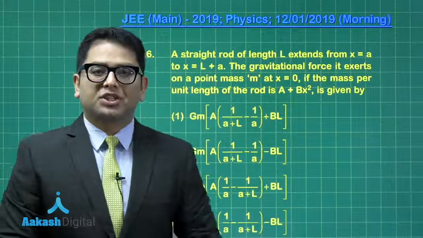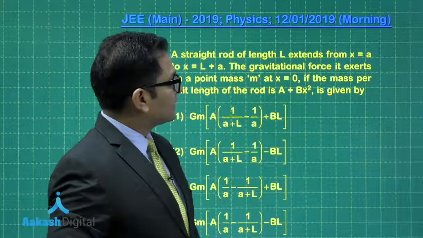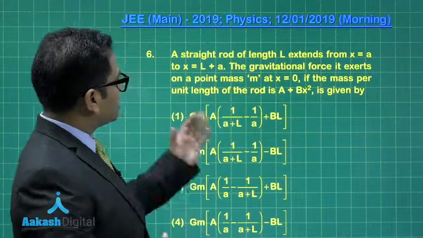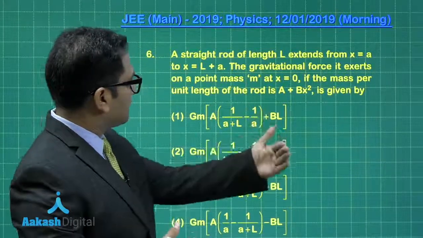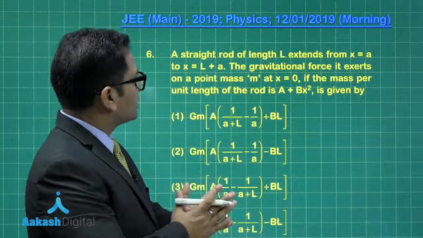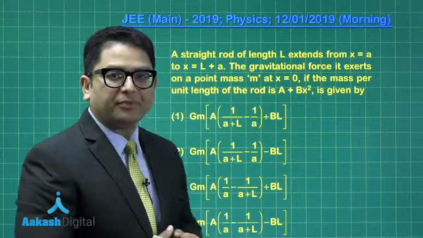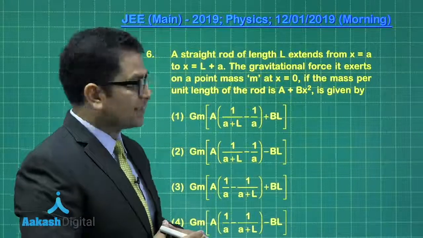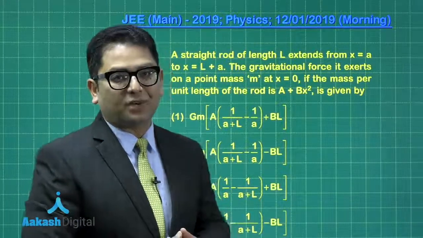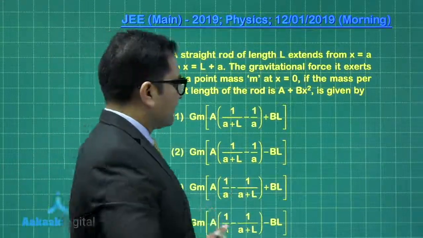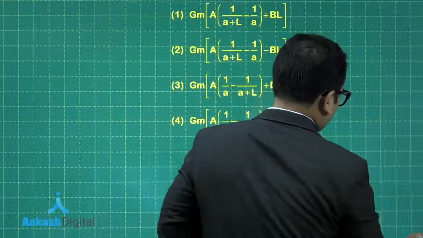Let's see what question number 6 has to say. It says that there is a rod of length L extending from x equals a to x equals L plus a. So the rod of length L from a to L plus a, and the gravitational force the rod exerts on a point mass at x equals 0. So it's clearly a case of force interaction, and the mass per unit length of the rod is given as a plus bx square. That means the rod is variable, more precisely, variably mass distributed.